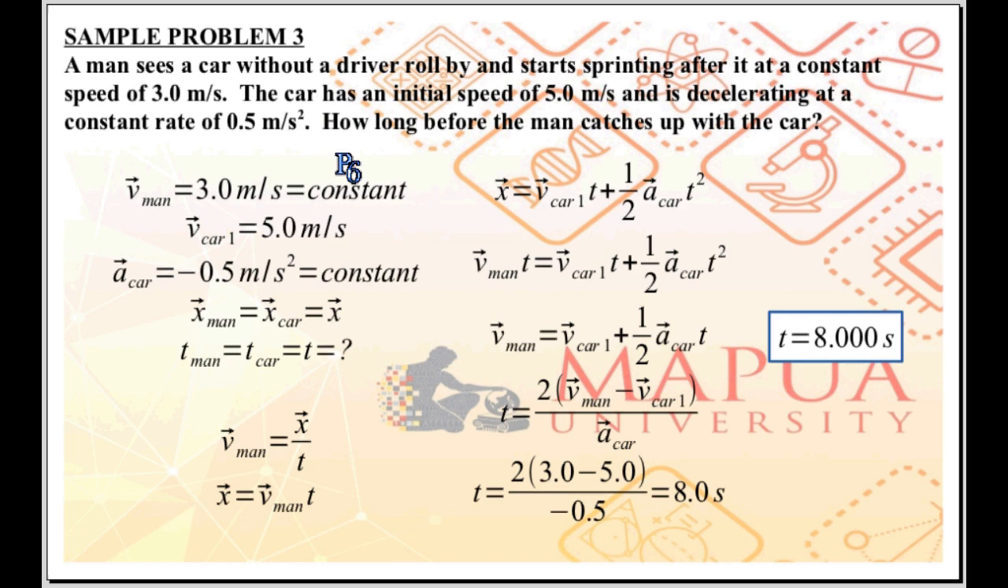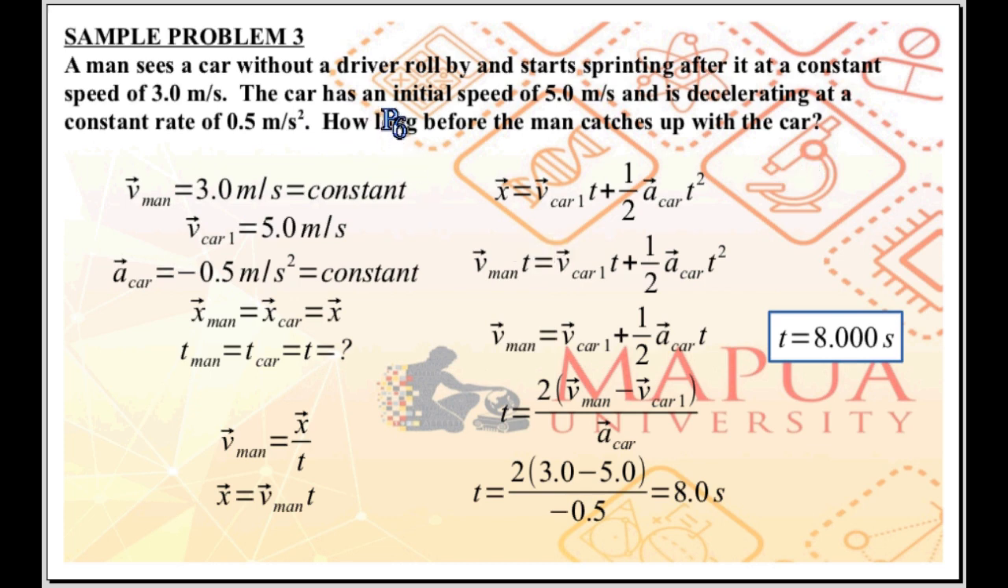Next, we have the following sample problem. A man sees a car without a driver roll by and starts sprinting after it at a constant speed of 3 meters per second. The car has an initial speed of 5 meters per second and is decelerating. So we talked about this before. The object is decelerating at a constant rate of 0.5 meters per second squared. How long before the man catches up with the car?